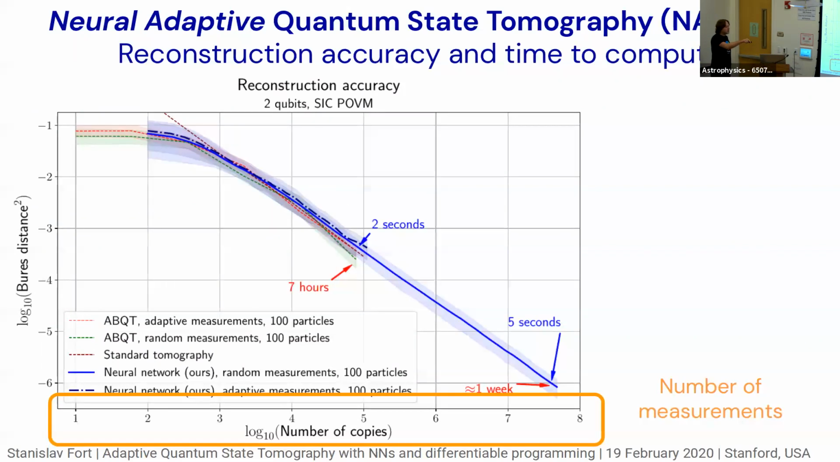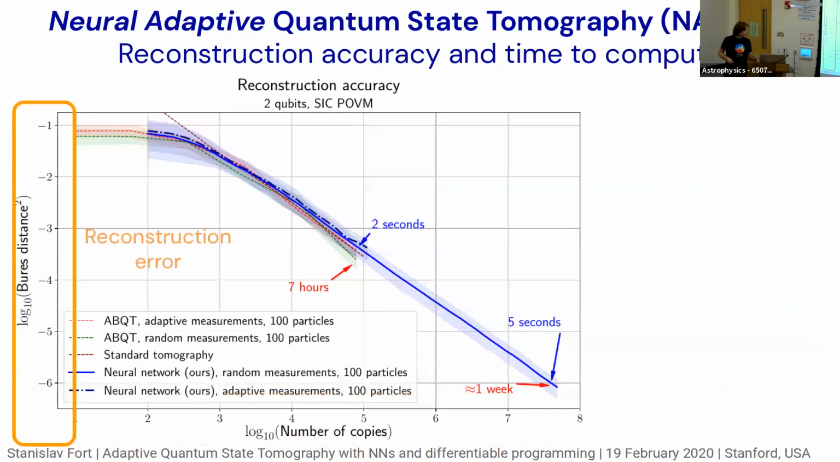On the x-axis, we have the number of copies of the state, the number of measurements available to you, on a log scale. So you've got 10 measurements, 100 measurements, up to 10 million measurements available to you. Then there's reconstruction accuracy on the y-axis. It's a particular distance, the error of reconstruction. We want to see, given this number of measurements, how close you can get to the true state. So the lower the better, the closer you are to the true state.